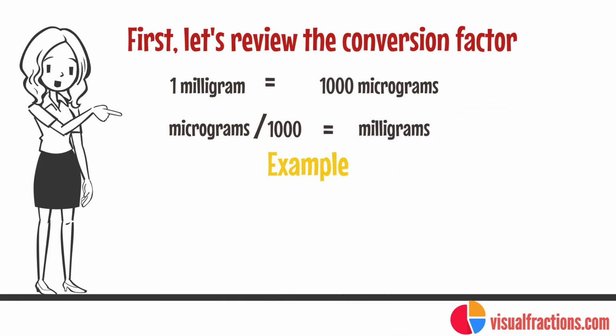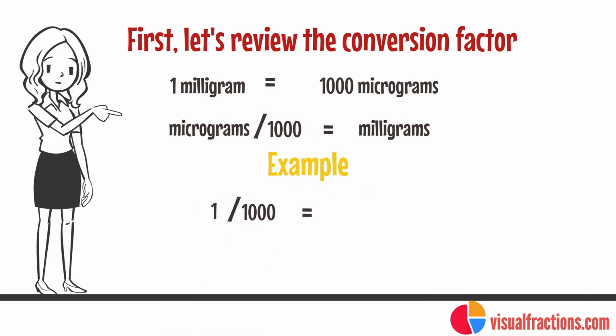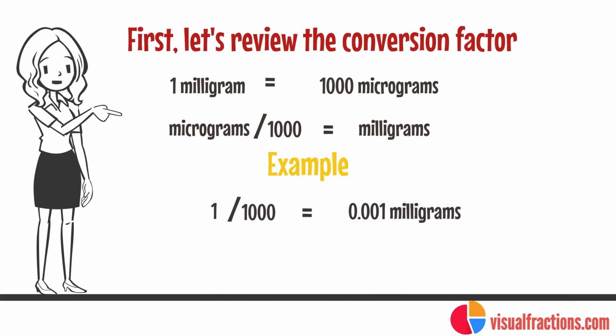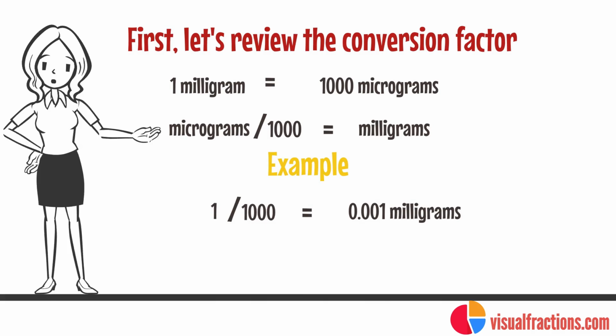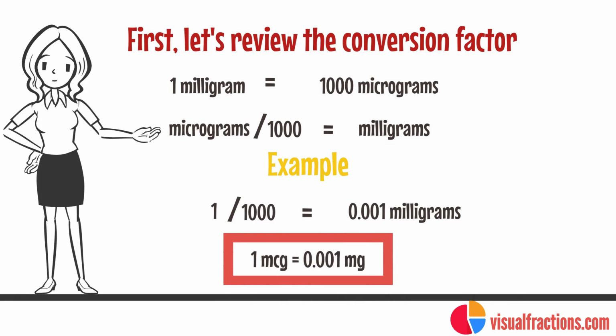Say you have 1 microgram of a medication that you need to convert to milligrams. We start by dividing 1 by 1,000. This gives us approximately 0.001 milligrams, and that's it, we're done. 1 microgram is equal to approximately 0.001 milligrams.